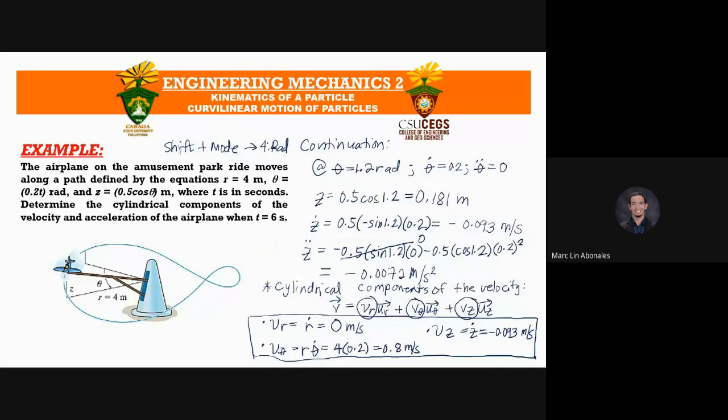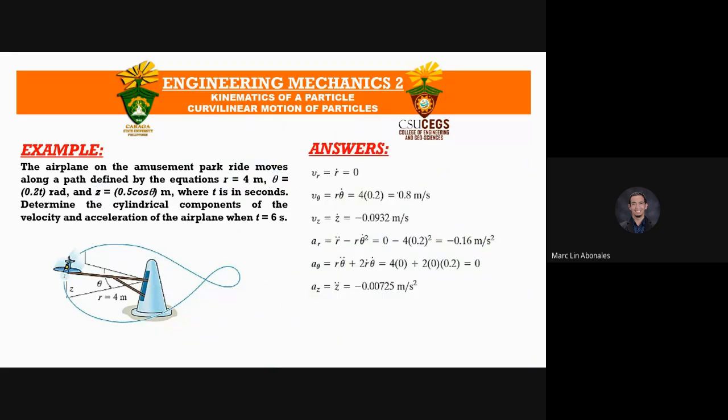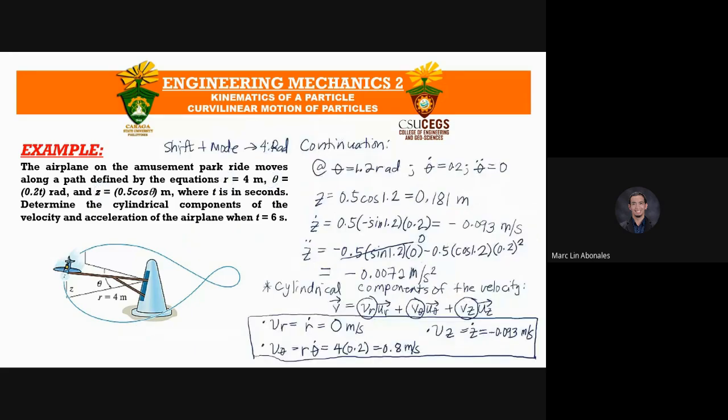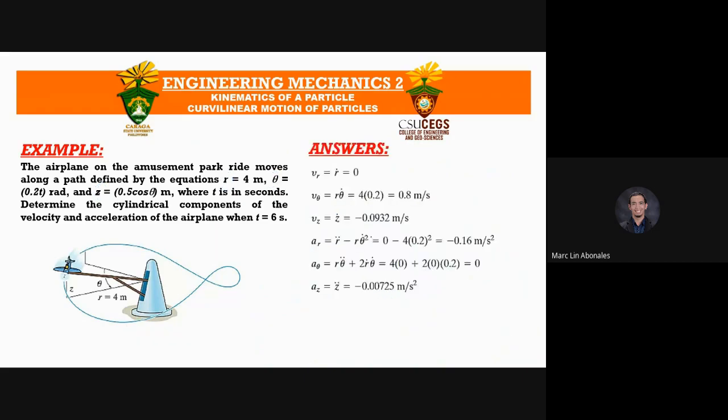So this is for the velocity and this is for the acceleration. Let us see if tama to ang answer. So 0.8. Tama ba to? 0.8? Yep. 0.8. And negative 0.093. Then, ang sa acceleration, negative 0.16, 0, and negative 0.0072. Okay? So, that is how you determine the cylindrical components of the velocity and acceleration.